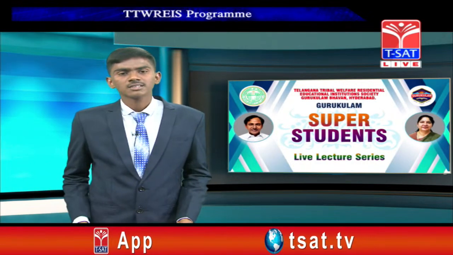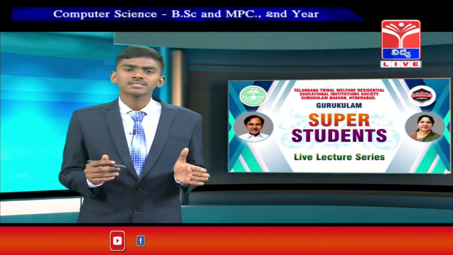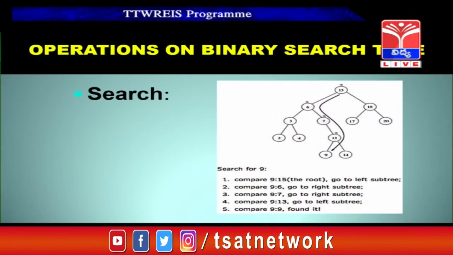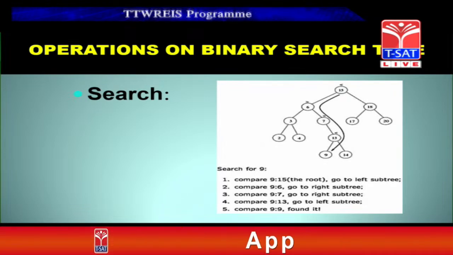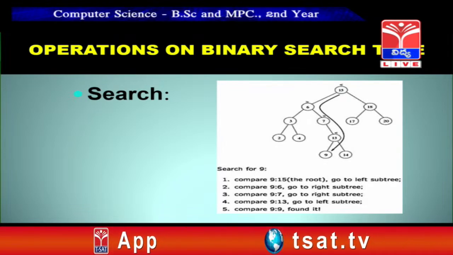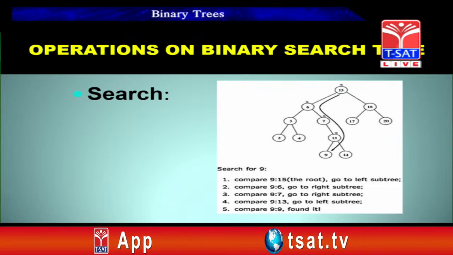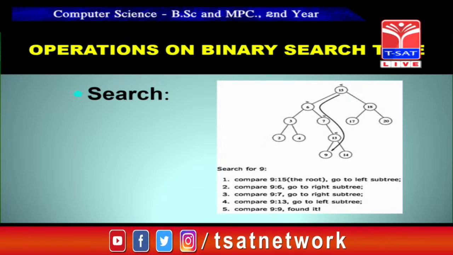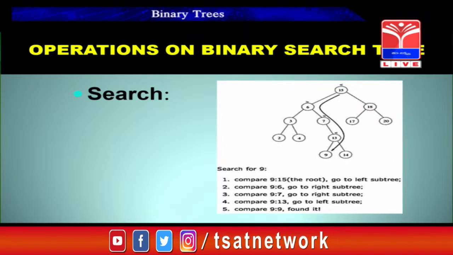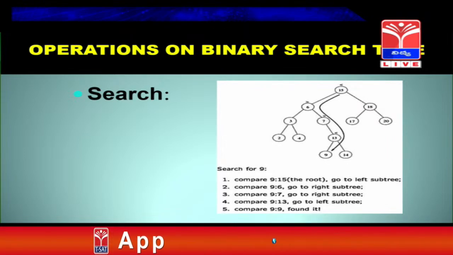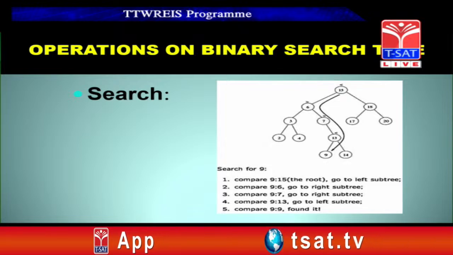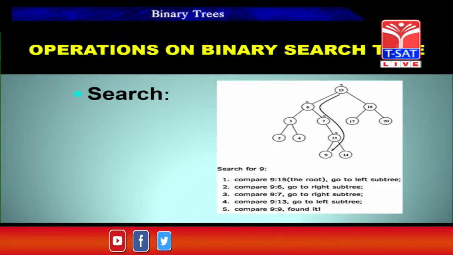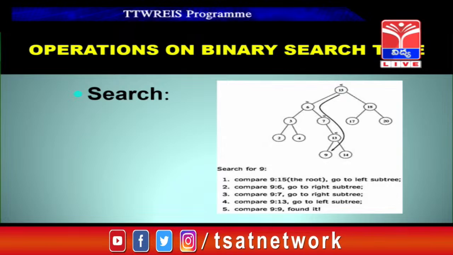Now next, the searching operation. The searching operation is used to search for a particular element in an already existing binary search tree. Here we have one example. See this example. Here I try to search for the element 9 in this already existing binary search tree. First I take the element 9 and compare it with 15. 9 is less than 15, so now I go to its left side, and there is the element 6. I compare the element 9 with 6. 9 is greater than 6, so now I go to its right side, and there is the element 7.